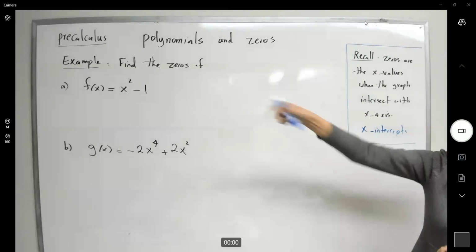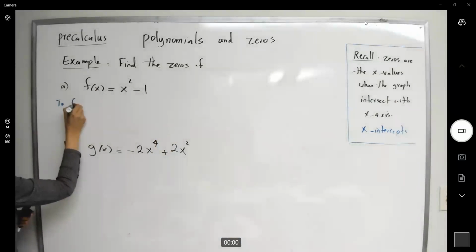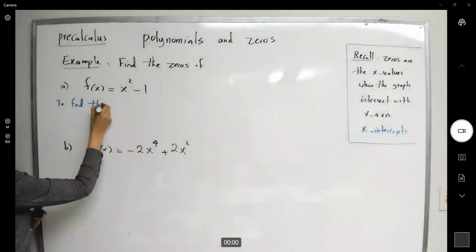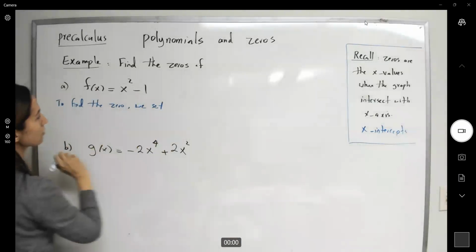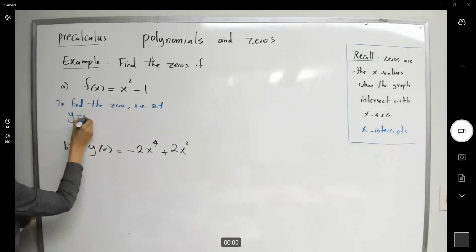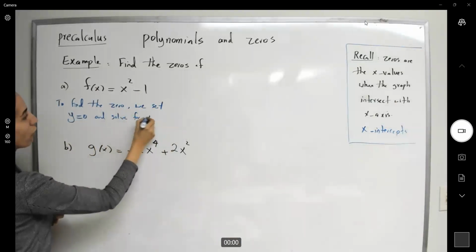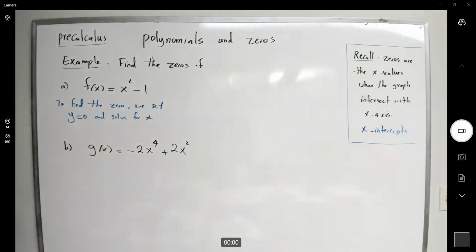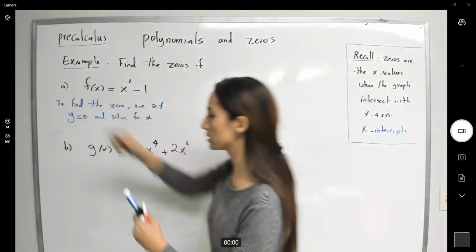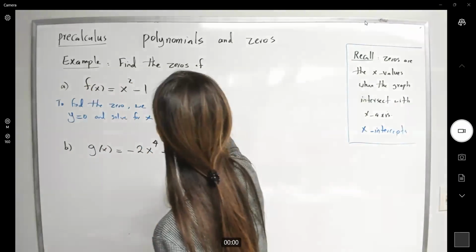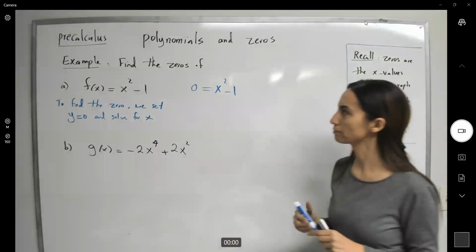So how do I find a zero for the first one? To find the zero, we set y equal to 0 and solve for x. So let us do that. My y is f of x. This guy is 0. So we have 0 equals x squared minus 1.